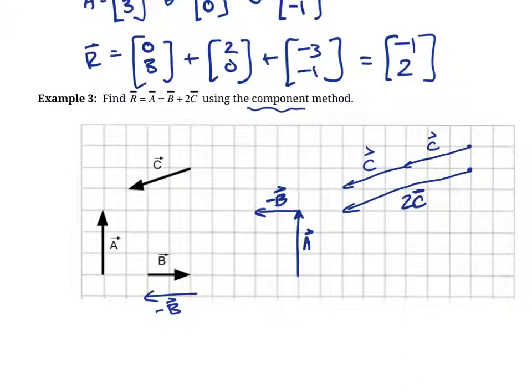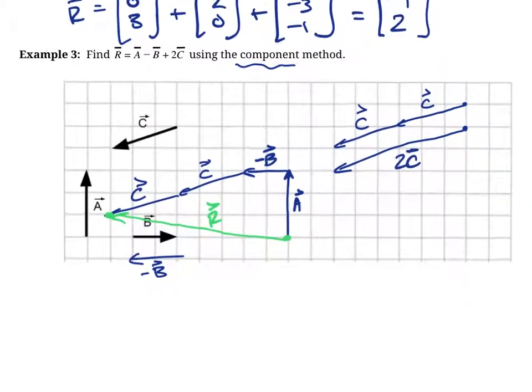Okay, so back to our actual question here. A minus b plus 2c. And the 2c is going to be, well, there's 1c, and then 2c is going to be like that. So if we look at where we start and where we finish, we're starting here and we're finishing here. So our resultant vector, r, looks something like that. That's our answer.